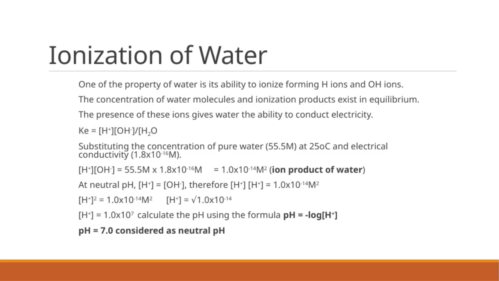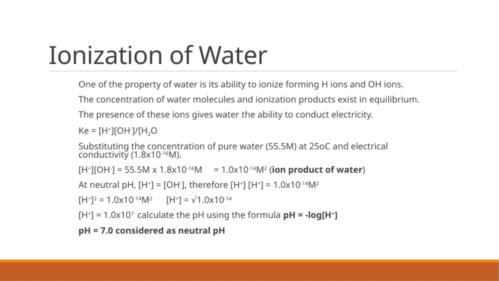One of the key properties of water is its ability to ionize, meaning it can produce ions such as H+ and OH-. These ions are constantly forming and recombining, so their concentrations exist in a state of equilibrium. This equilibrium is important because it gives water the ability to conduct electricity. Now, the ionization of water can be described by the equilibrium constant, K, which is equal to the concentration of H+ times the concentration of OH- divided by the concentration of water.